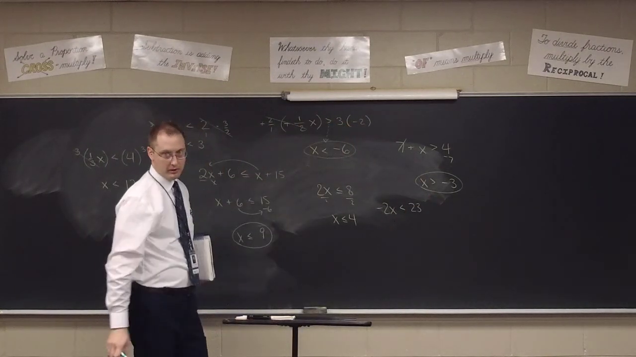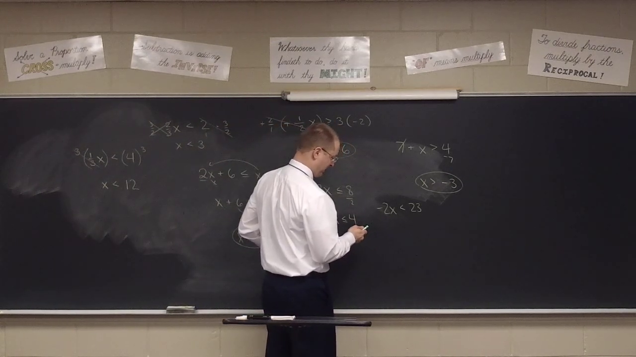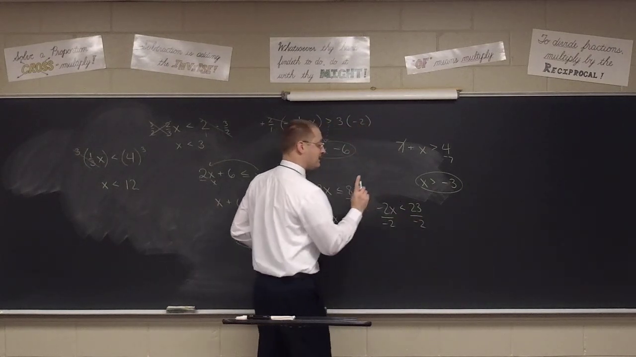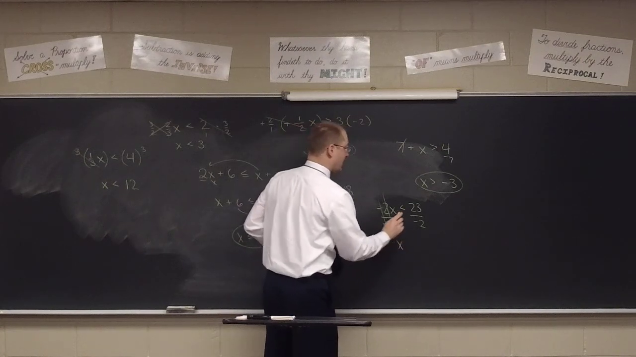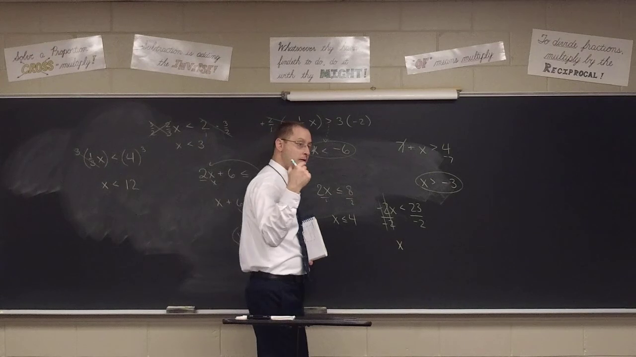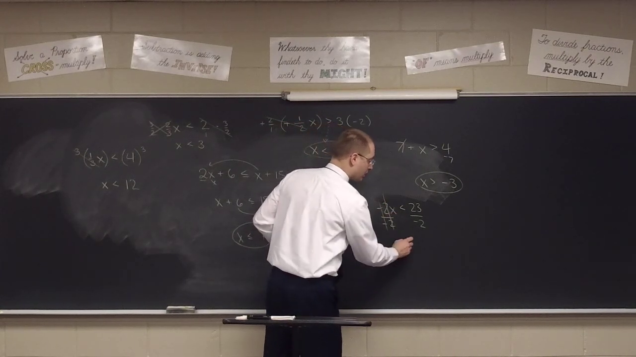What do we do, Noah? Divide by 2. Divide by negative 2. Yeah, divide by negative 2. Negatives cancel, 2's cancel, leaving me with x. But because I divided by a negative, class, I got to flip the inequality. So not less than, class, greater than.